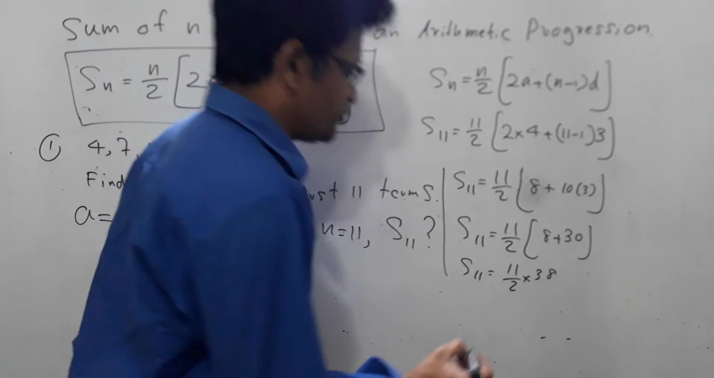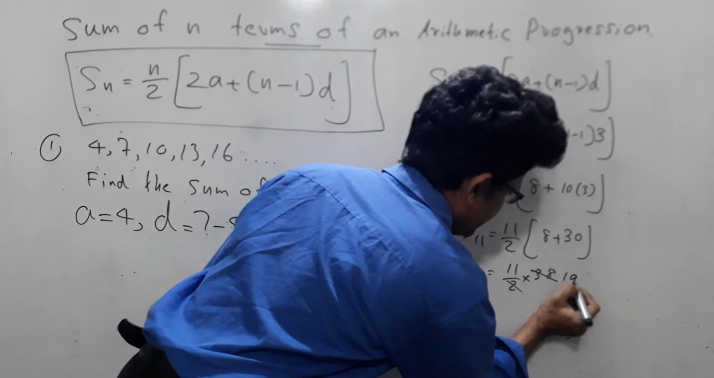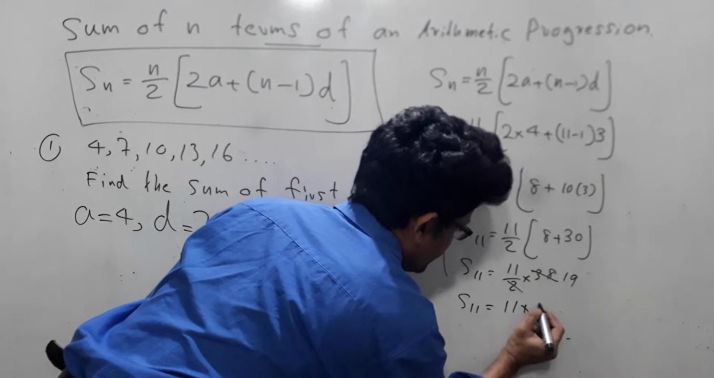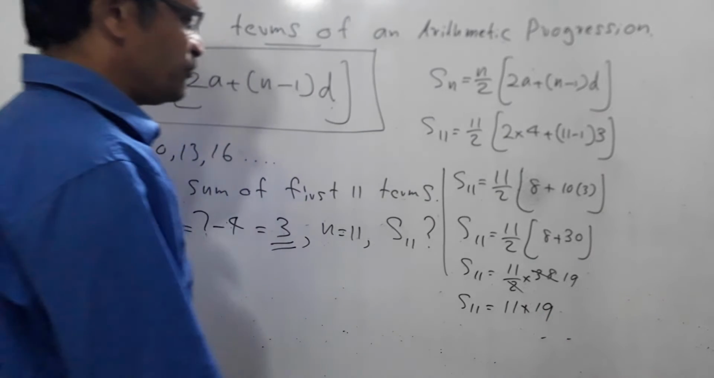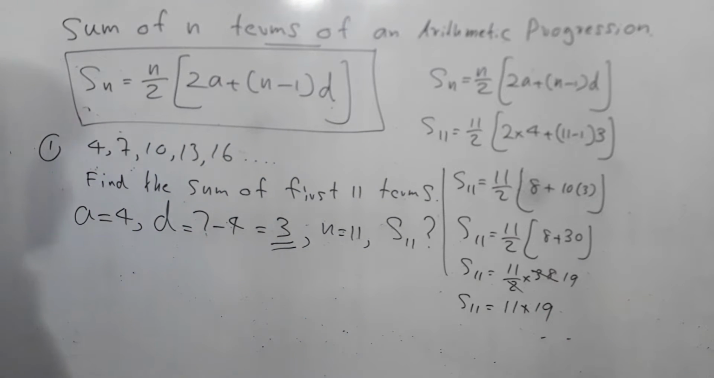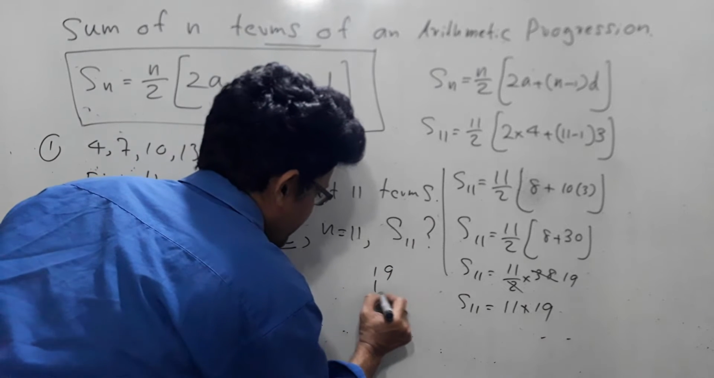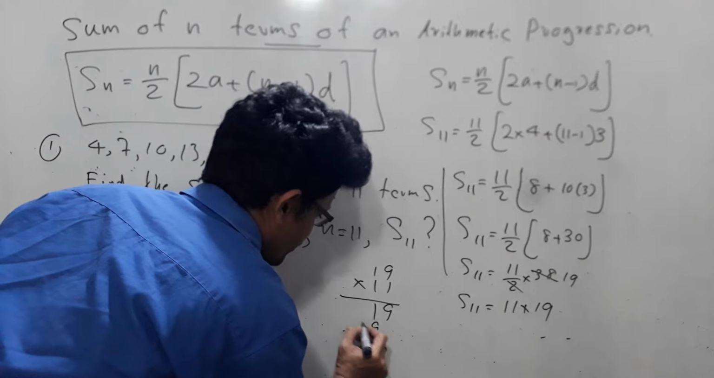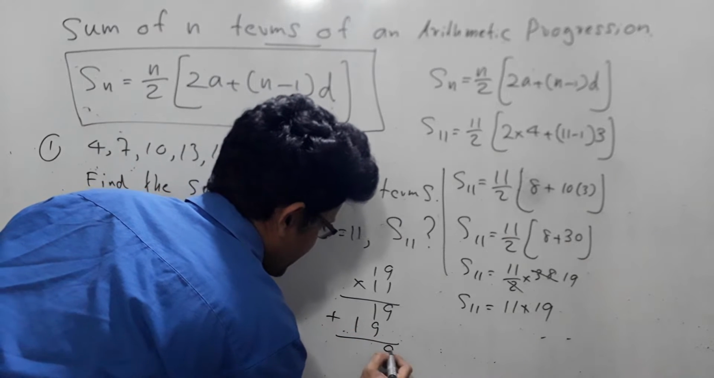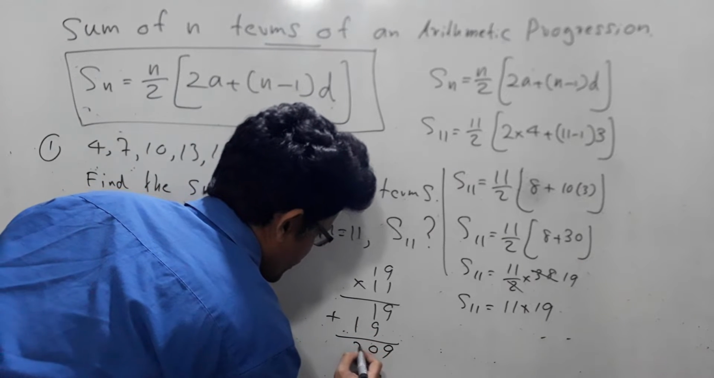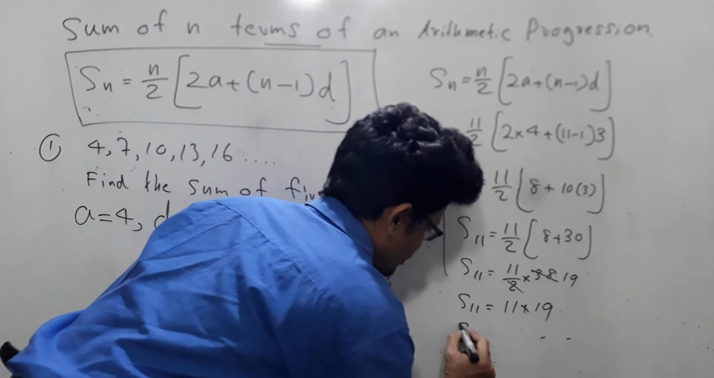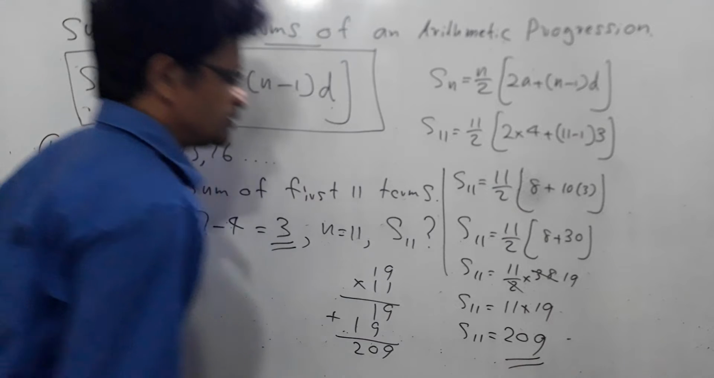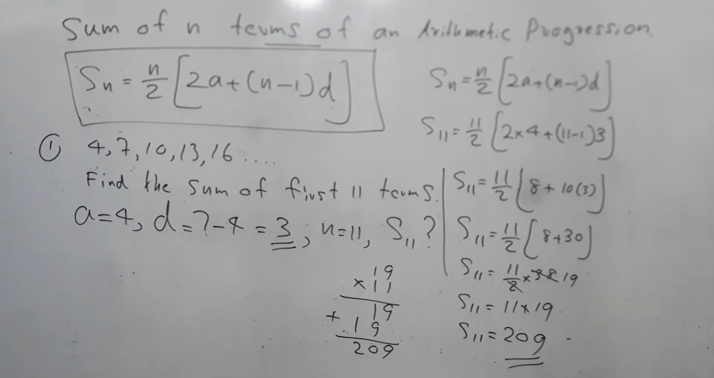Now 2 and 38 you can cancel, giving 19. Then S11 equals 11 into 19. 11 times 19, you can multiply: 1 into 9 is 9, 1 into 1 is 1, 1 into 9 is 9, 1 into 1 is 1. If you add it, you get 209. So S11 equals 209. That means the sum of 11 terms is 209.